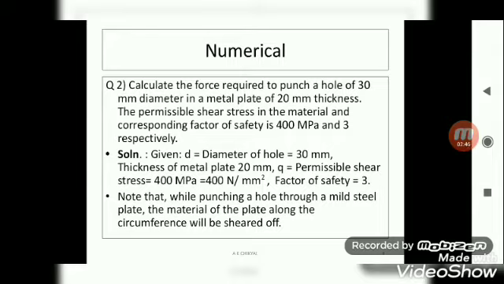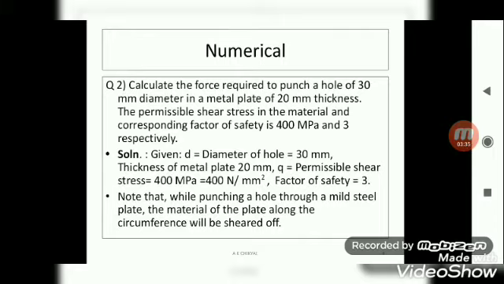Calculate the force required to punch a hole of 30 mm diameter in a metal plate of 20 mm thick. The permissible shear stress in the material and corresponding factor of safety is 400 MPa and 3 respectively. Solution: diameter D of hole is 30 mm, thickness of metal plate 20 mm, Q is equal to permissible shear stress is equal to 400 MPa is equal to 400 Newton per mm square.